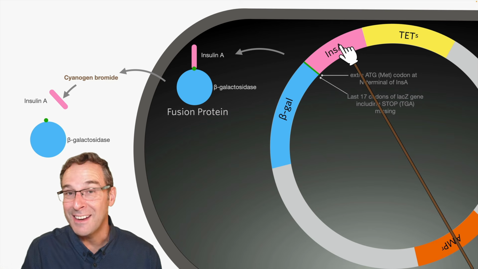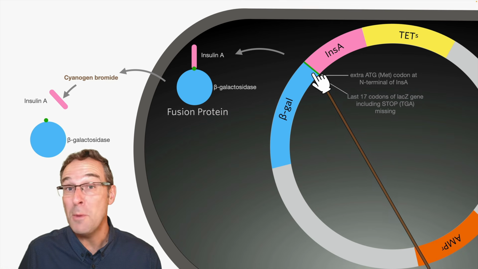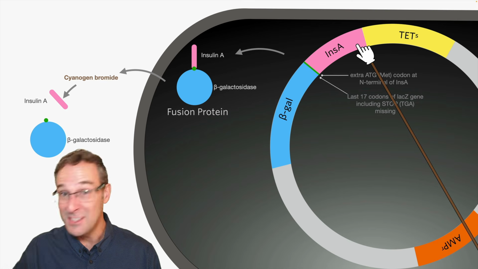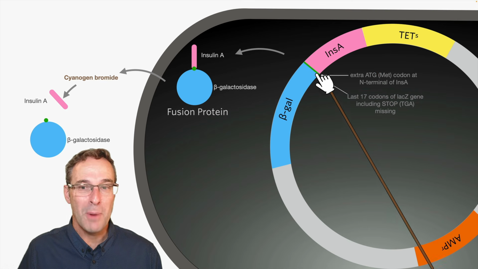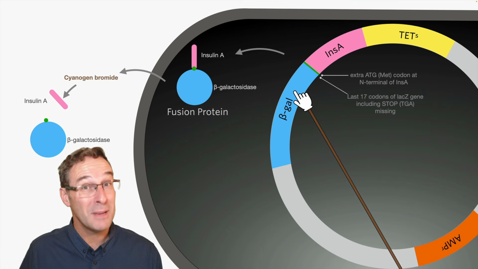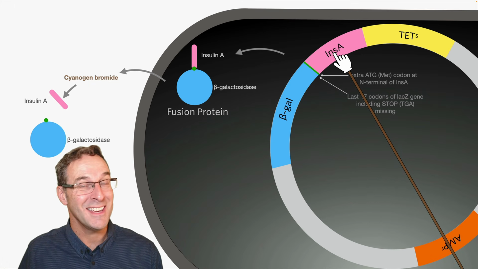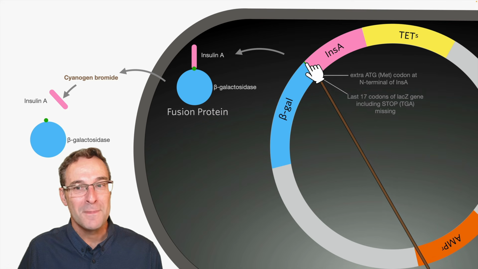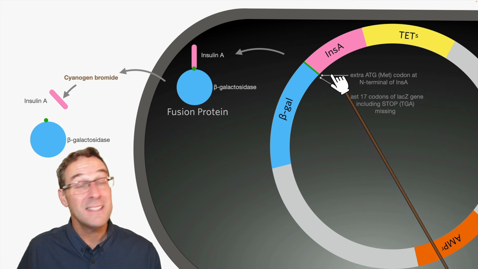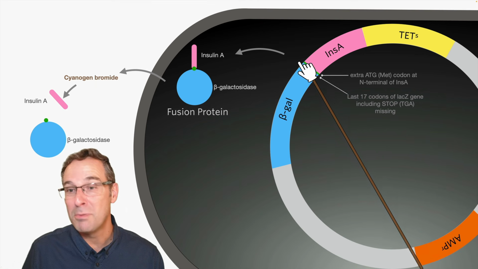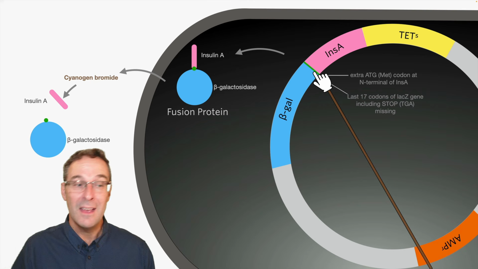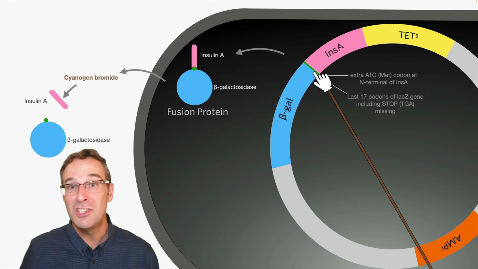And why is that? Well, it turns out that there is no methionine at all in either of the chains of insulin. So by adding that methionine, it means that there's an amino acid joining the beta-galactosidase to the insulin peptide that doesn't exist anywhere else in the insulin peptide. And that means it can be chemically treated to break that amino acid joining them together. And there's a compound called cyanogen bromide.